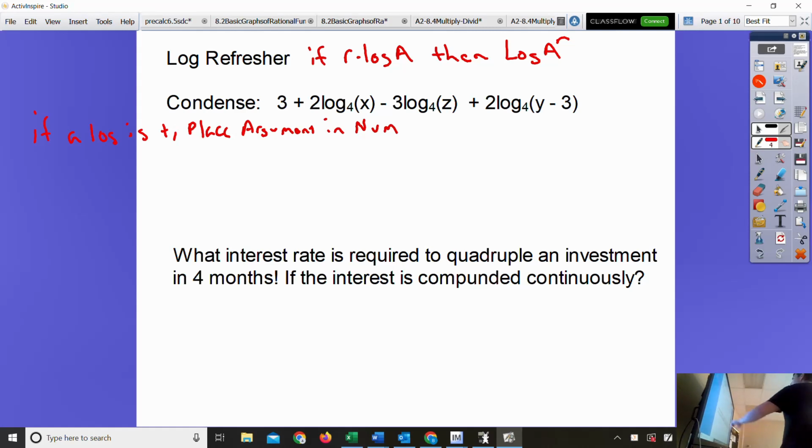What if it's negative? Denominator. Most of y'all know that, some of you don't.